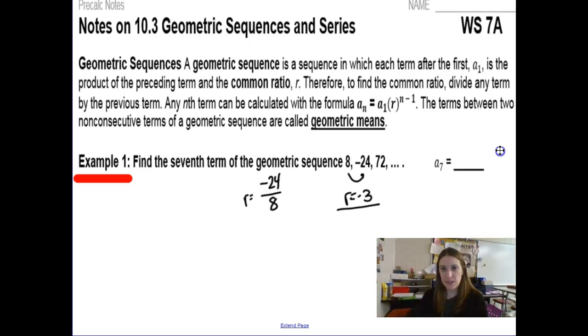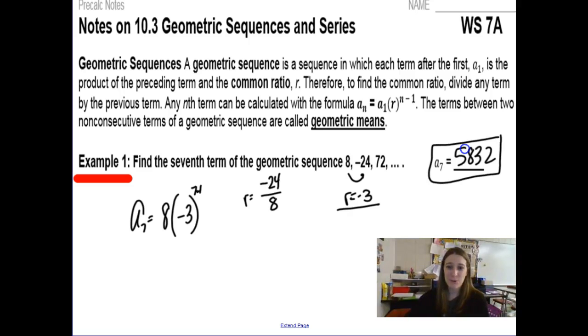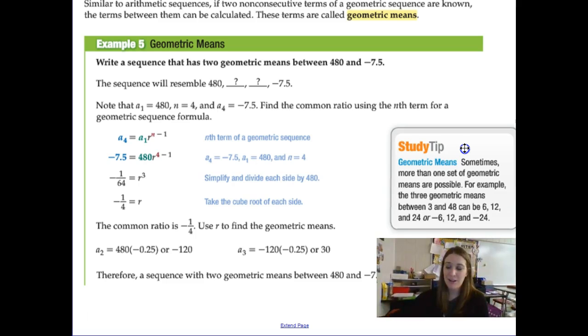Like I said, you can continue on with your pattern here, or you could just write yourself a quick formula and then plug in 7 for the seventh term. So, the seventh term would be our first term, and then we just found our common ratio of -3, to the n minus 1 power, well, that would be 7 minus 1, or you could just write the sixth power, and the answer is 5,832. So, it's a lot easier to use an explicit formula than continue out the pattern, unless for some reason you're only finding the next term.